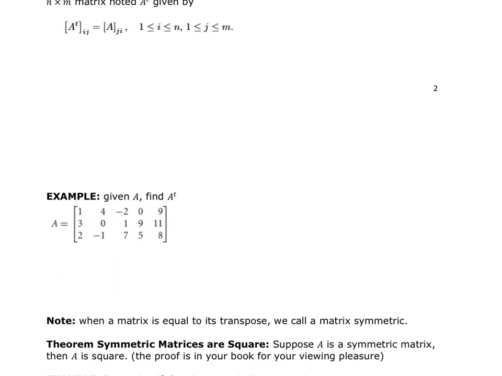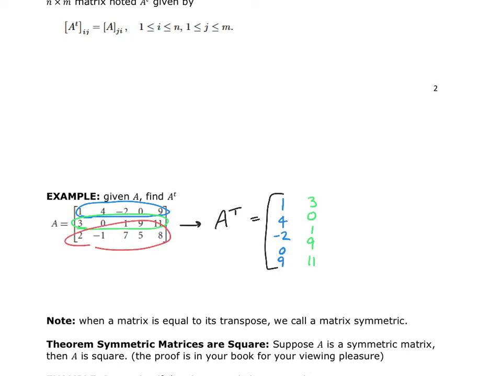If they ask me to transpose my matrix A, my A transpose will be this. My first row becomes my first column: 1, 4, negative 2, 0, and 9. My second row becomes my second column: 3, 0, 1, 9, 11. My third row becomes my third column: 2, negative 1, 7, 5, and 8. There are going to be times in which we want to transpose, and we now have defined what it means to transpose a matrix.